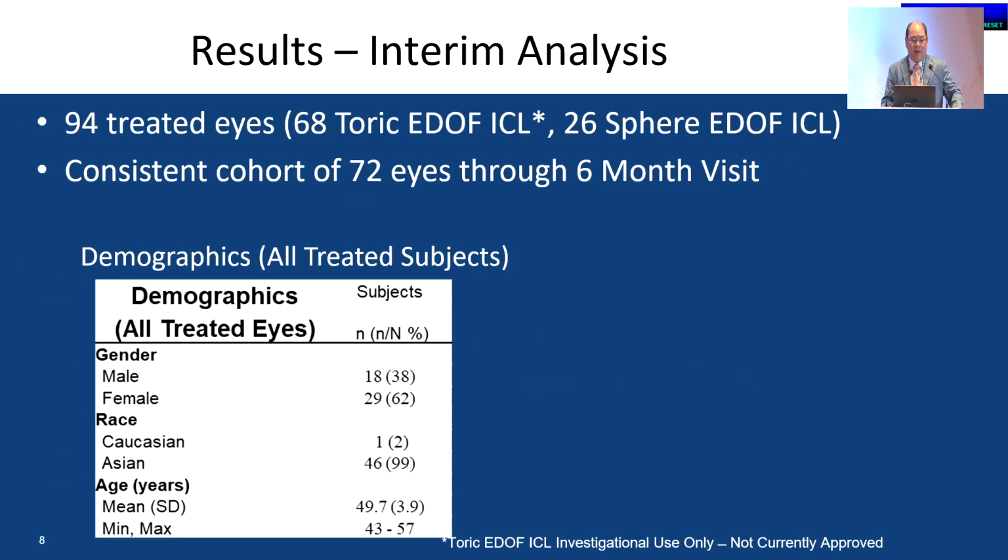So we have 94 treated eyes. 68 of the eyes were toric, and for some patients one eye was toric, one eye was non-toric, so we included them in the study. 72 eyes now are beyond 6 months, and maybe half are beyond a year. The mean age of the patients in our study was about 49 years old.